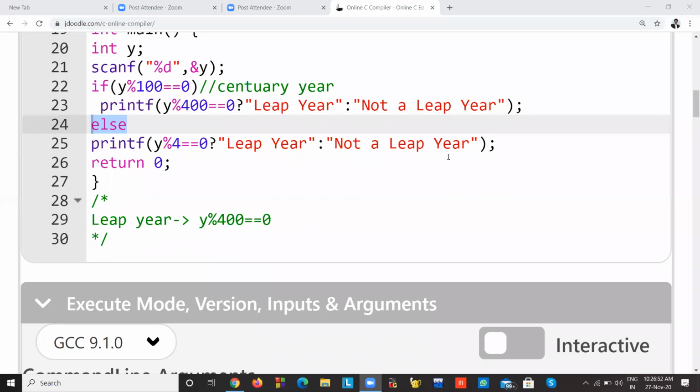Okay, now we can try. If the year is not a century year. Okay. No, yes, that is okay, but listen to the question once again.